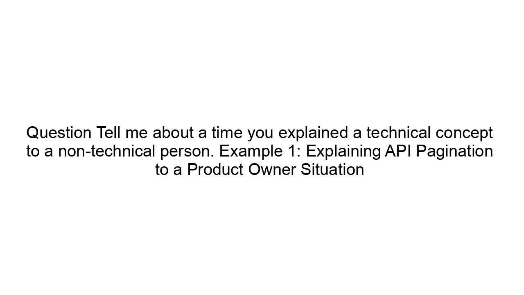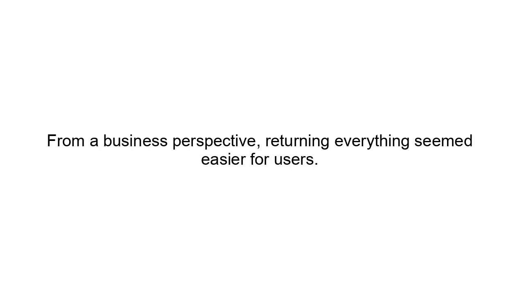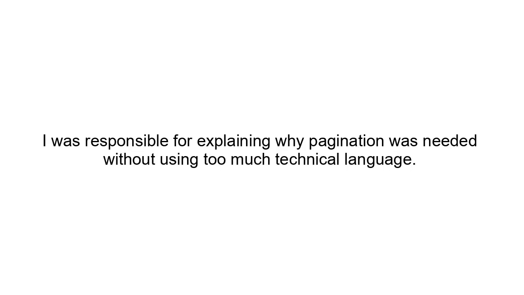Example 1: Explaining API pagination to a product owner. Situation: In one project, the product owner asked why the customer search API could not simply return all matching records at once. From a business perspective, returning everything seemed easier for users. Task: I was responsible for explaining why pagination was needed without using too much technical language.